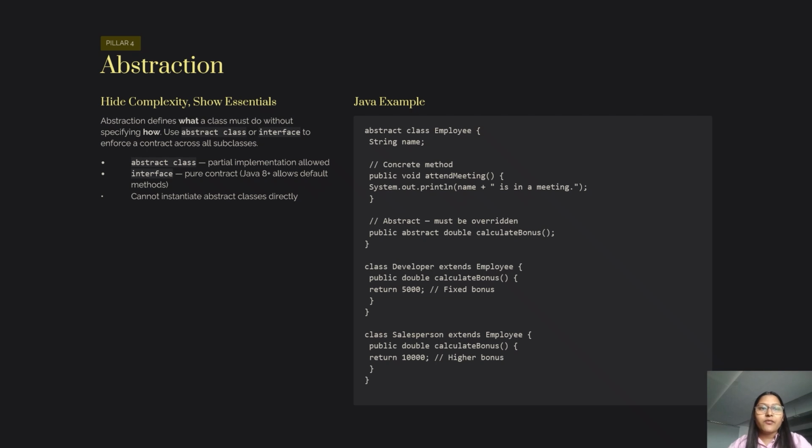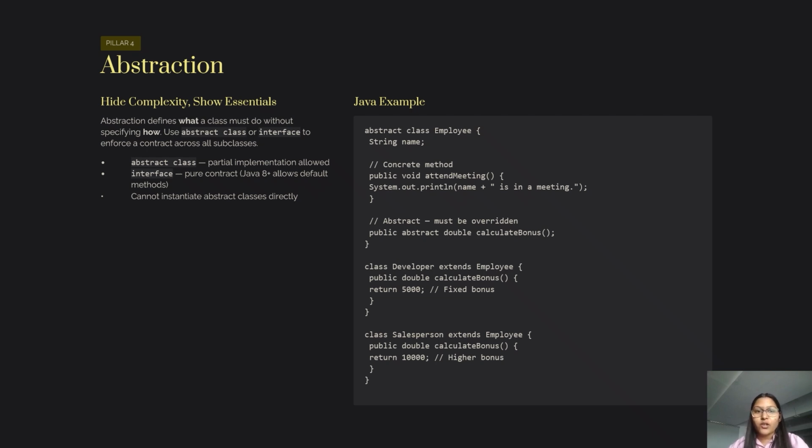Next, we have pillar 4, which is abstraction. Abstraction means hiding the complexity and showing the essentials. Essentials mean only showing the required information or required functioning to the client or the user, right? The implementation behind the scenes can be more complex. So basically, to make the interface very user friendly, we use abstraction as well.